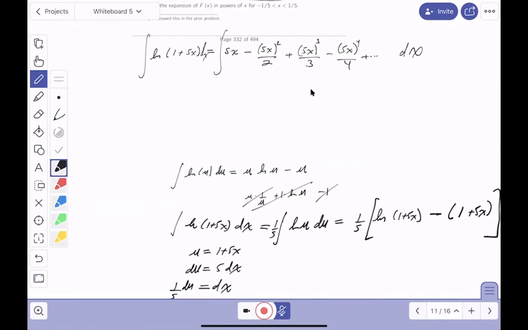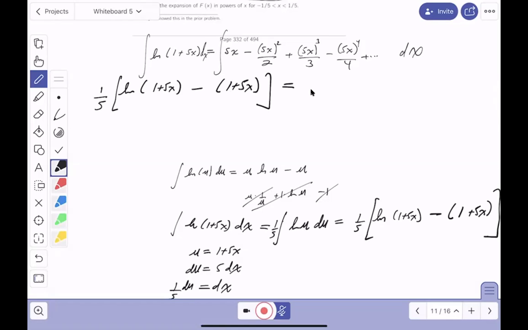Let's write this down. So the left side is going to be 1/5 times the natural log of 1 plus 5x minus 1 plus 5x.